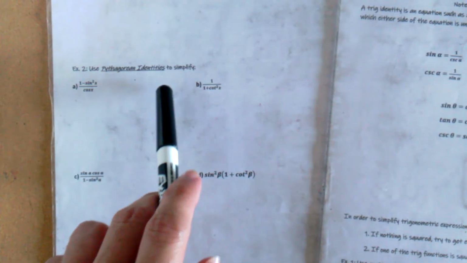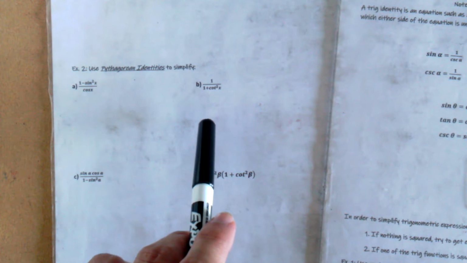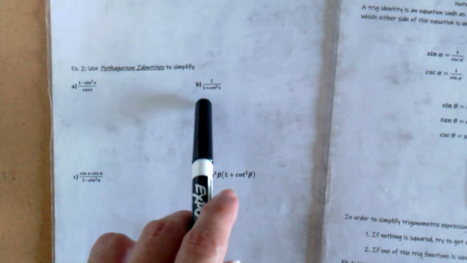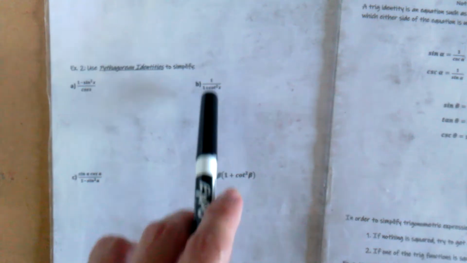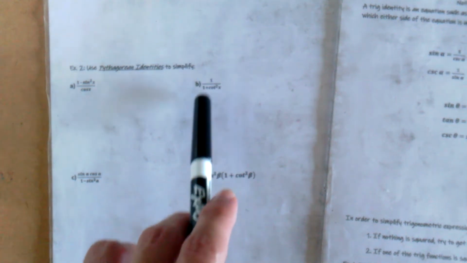And remember that when it's asking us to simplify, that probably means we don't want to have any fractions in our answers, and we want to have as few terms as possible. So let's see. 1 divided by 1 plus cotangent squared. Clearly, at the moment, we can't simplify anything out because nothing cancels out. So let's see if we can change some of our terms so that things can cancel out or simplify.